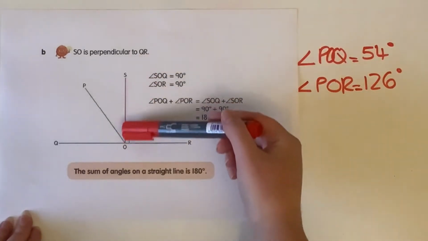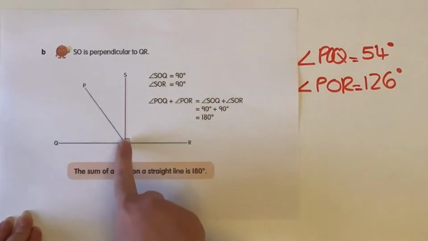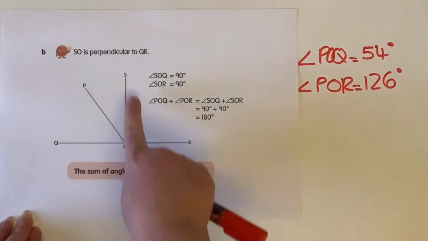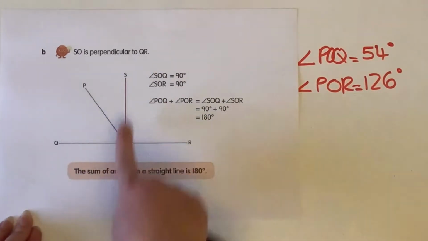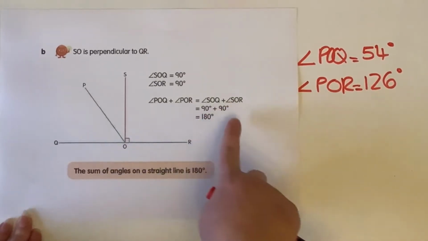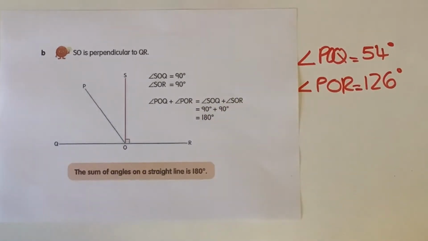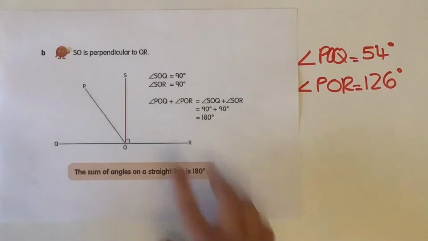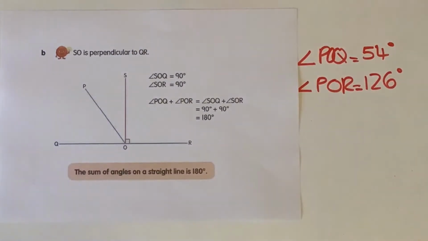And SOR here is at a right angle, it's 90 degrees, and QOS or SOQ is therefore also at 90 degrees, and 90 add 90 is 180 degrees. So the sum of angles on a straight line is 180 degrees, which is what we worked out before that SO line was there. So we need to remember that for today.